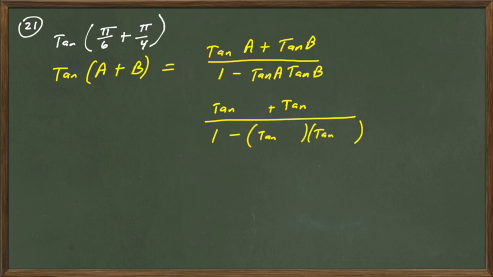So what is A? Pi over 6. So I put pi over 6 wherever I saw an A. What is B? Pi over 4. And now I have it, I just need to fill in values. Can anybody tell me from your trig table the tangent of pi over 6? Radical 3 over 3 is what I always thought it was. Plus tangent of pi over 4. 1.